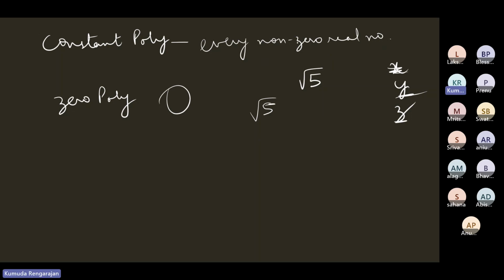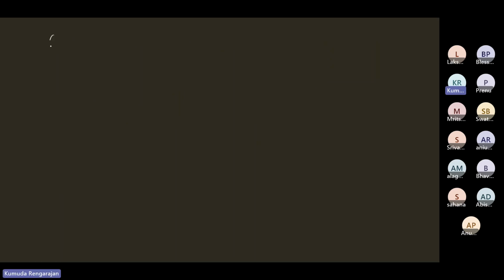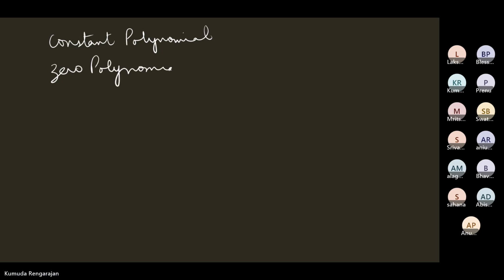Okay, so every non-zero real number is a constant polynomial. And zero is the only zero polynomial. See, the special name for zero. Zero is the zero polynomial. Now coming to the degree of a constant, because when you say polynomial, you should know the degree of the polynomial. When you say polynomial, then what is the degree? Okay. Talking about the degree of a constant polynomial, degree of a zero polynomial.